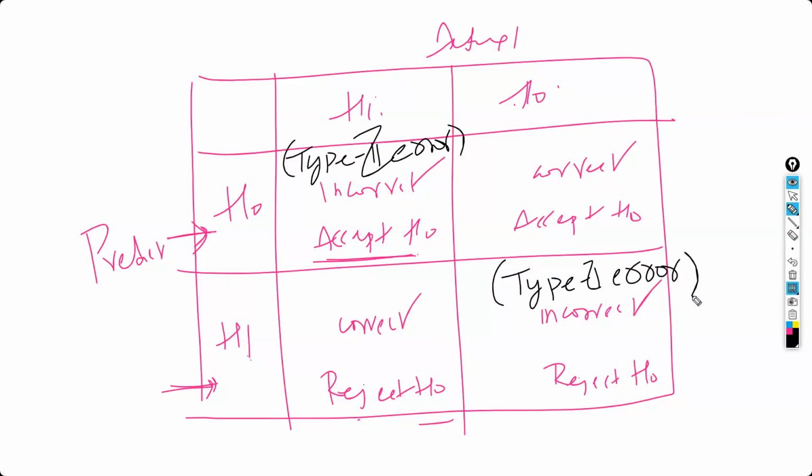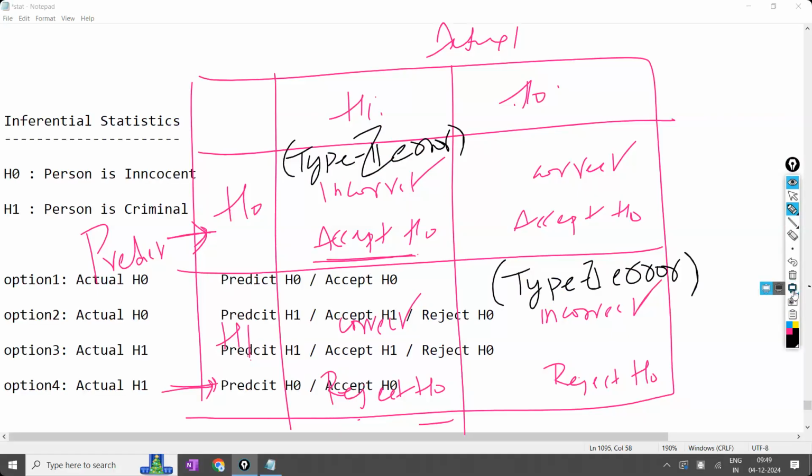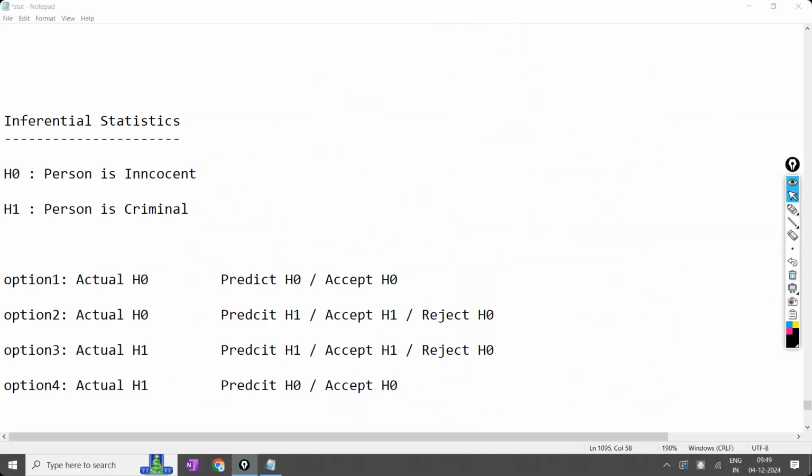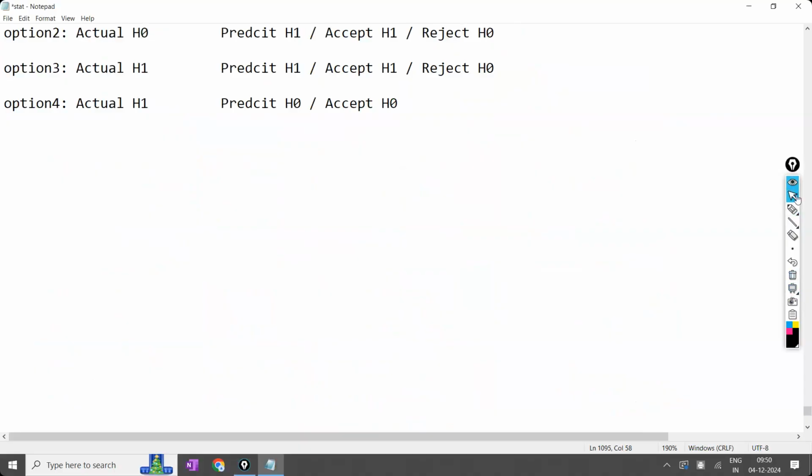Is the point clear? This is called the confusion matrix. The matrix is confusing, but the concept is this one. Everything is clear?